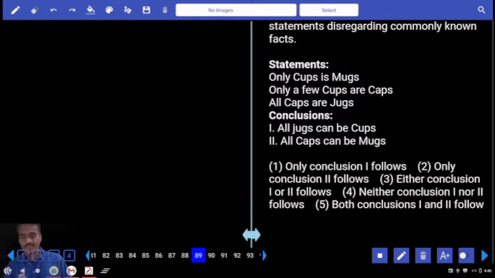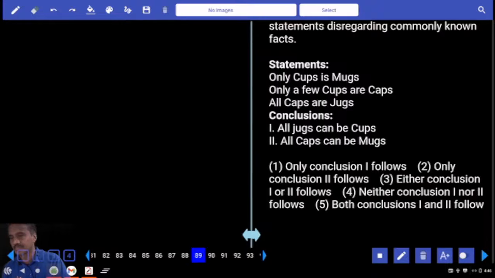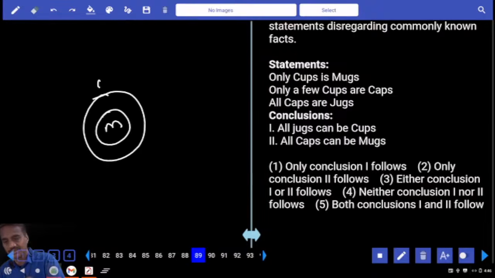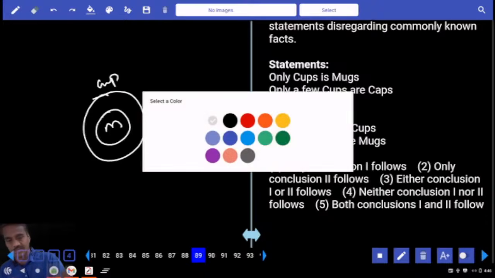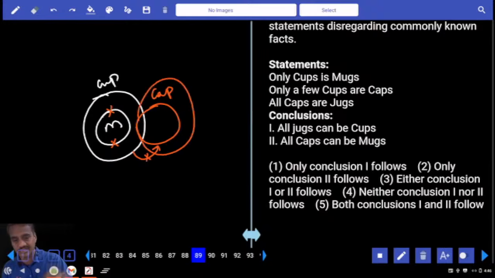Then next one, question number 89. Only cups is marks. Only cups is marks means these marks belong only to cups and do not belong to anything else. And only a few cups are kept. Only some cups are caps but not all. All caps only. Now this entire cap is a part of jug. All jugs can be cups.